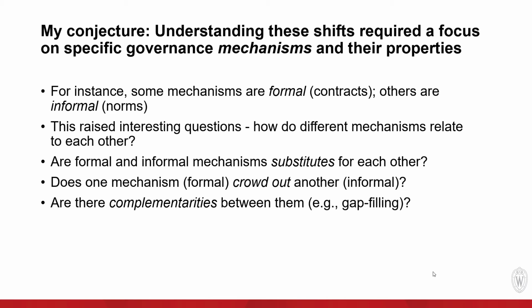And does one mechanism, a formal mechanism, perhaps crowd out or do damage to informal ones? If I have social norms and introduce a formal contract, may that actually damage or undermine the norms? And finally, are there complementarities between formal and informal mechanisms? May perhaps norms fill gaps in formal contracts? And this, to me, was a very interesting line of work, which kept me busy for quite a number of years.